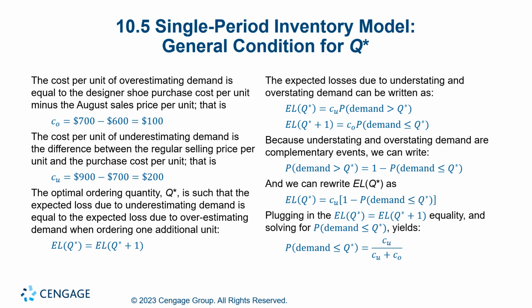And the cost of underestimating the demand is the lost profit, or we call this an opportunity loss, because a pair of shoes that could have been sold was not available in inventory. The per unit cost of underestimating the demand is the difference between the regular selling price per unit, which is $900, and the purchase cost per unit, which is $700. And 900 minus 700 is $200.